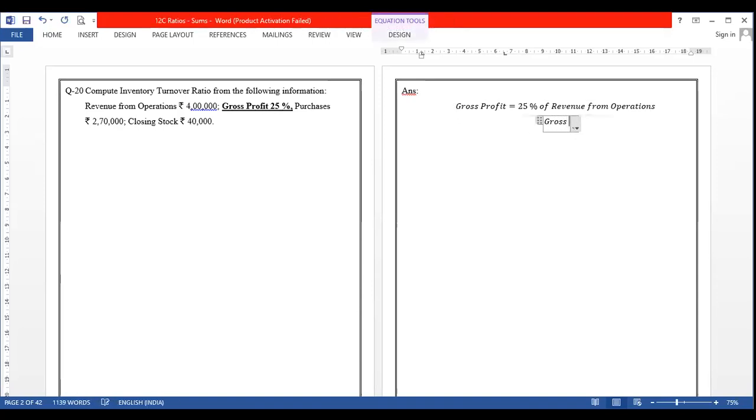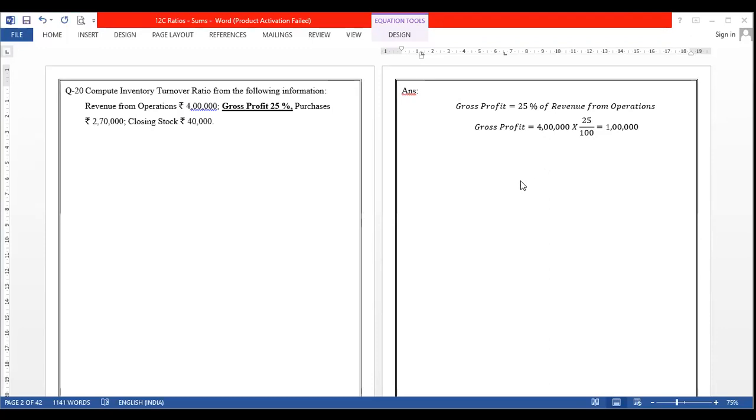So gross profit will be equal to 4 lakh into 25%. 4 lakh ka 25% will be 1 lakh rupees. That's correct. So gross profit is rupees 1 lakh. It is always on sales when we don't have any information. Otherwise, gross profit can be on sales as well as on cost. The sums will be there for that also.